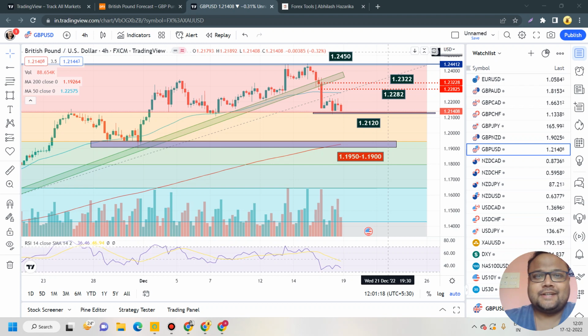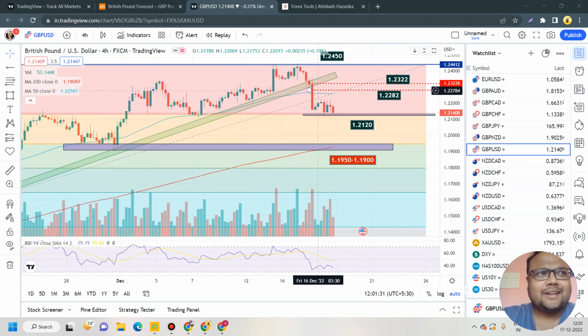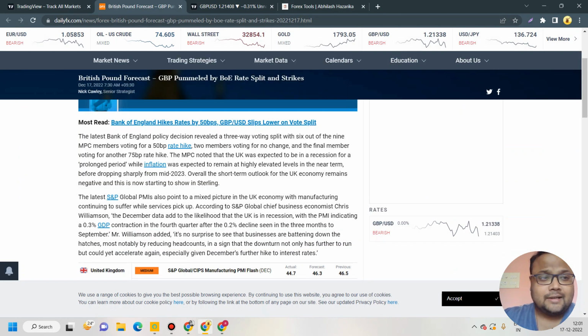So let's get started. This is a 4 hour chart of GBPUSD, and at last we saw GBPUSD breaking down the trend and falling. I have been telling about this fall for the last couple of days, and at last we had the fall. Ultimately, the market settled at 1.2140. Before I proceed with the chart, I would like to show you an article.